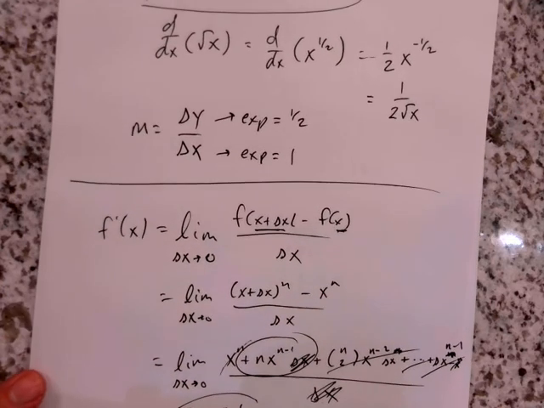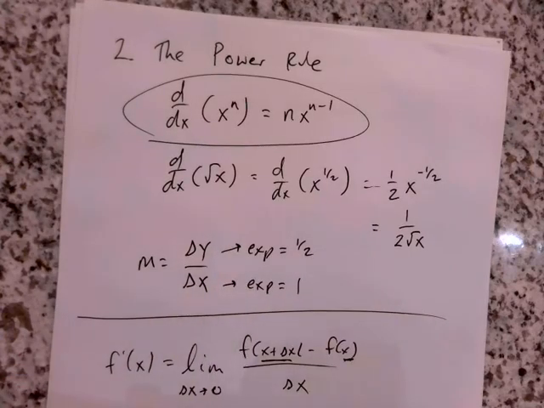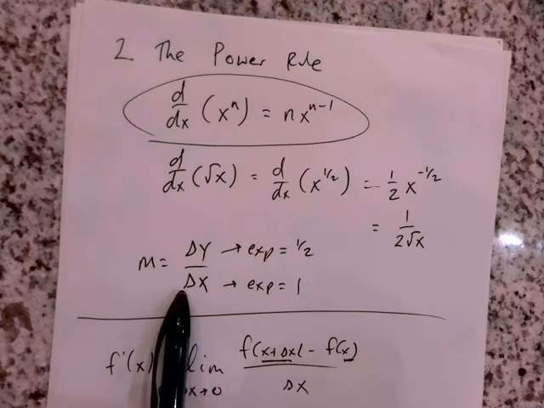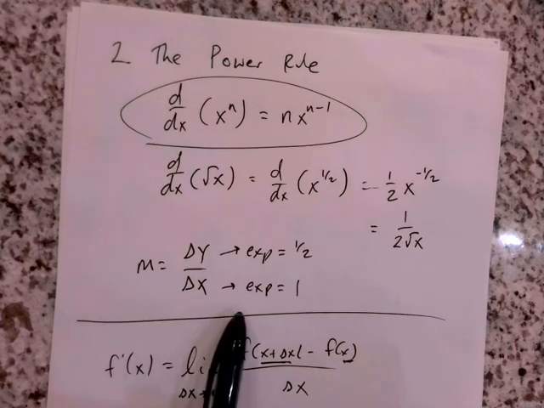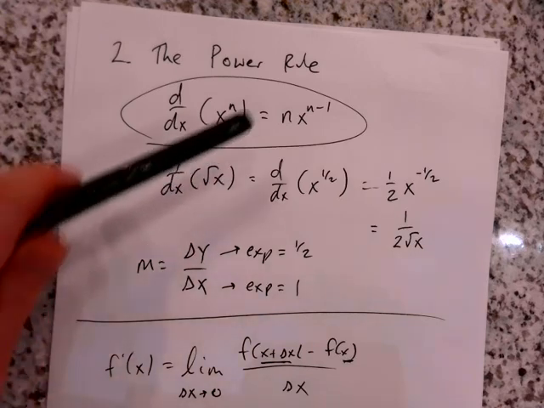Probably the more important thing to know is the first explanation I gave, the geometry of it. How when you divide by the change in x, you divide by a linear expression, which means you divide by a term with exponent 1, and when you divide, you subtract your exponents. That's why you subtract by 1.